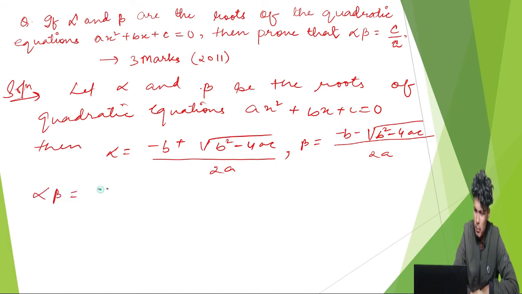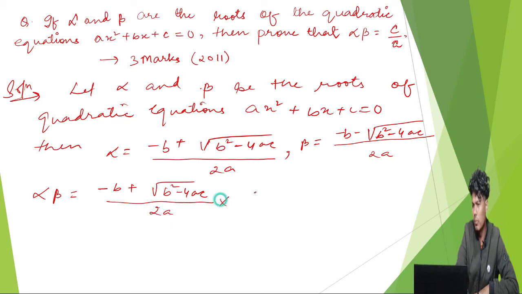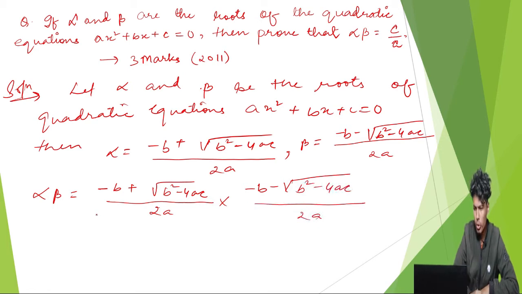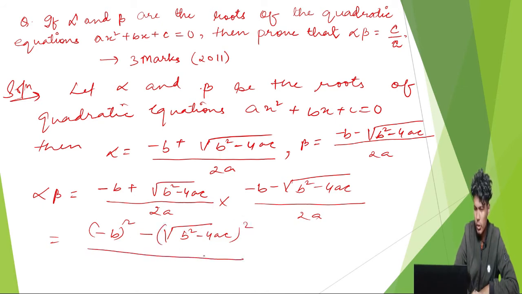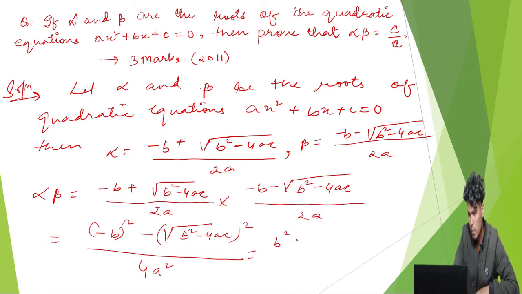Already I have done, but again let us do it. Minus b plus root over b square minus 4ac divided by 2a into minus b minus root over b square minus 4ac divided by 2a. So it will be a plus b, a minus b. So I've already done it, let me write down directly. b square minus root over b square minus 4ac whole square divided by 4a square. So this will be minus b square, it is b square minus b square.